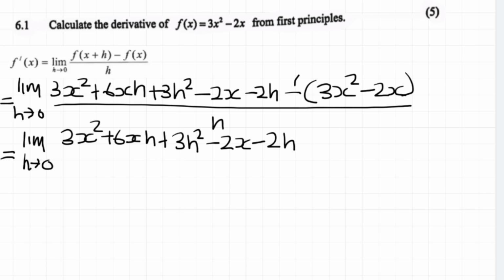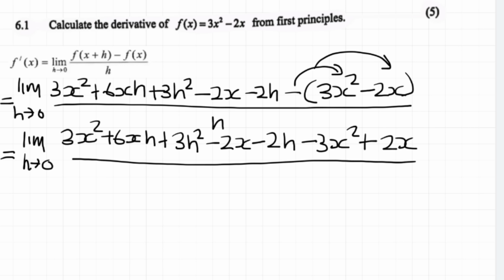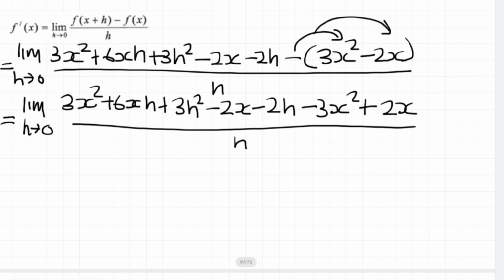Now I need to distribute this and then also this. So this is going to give me -3x squared. This is going to give me positive 2x, just like that. And I'm going to divide this by h. And then now, as you can see, this and this are going to cancel each other out. This and this are going to cancel each other out.